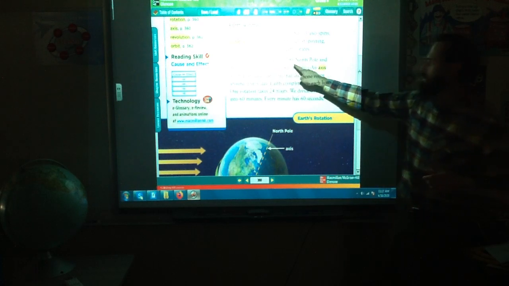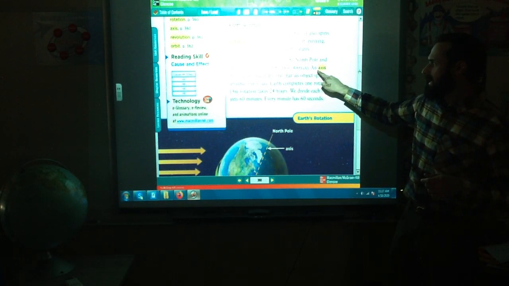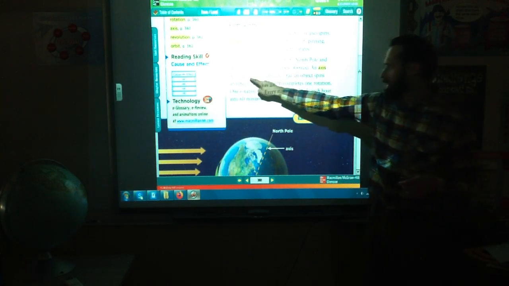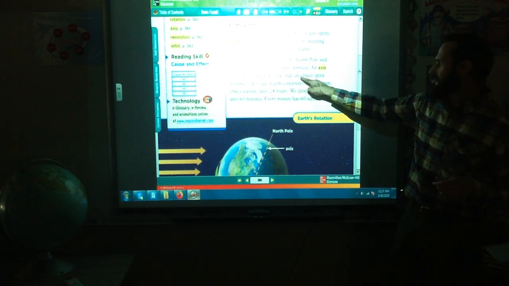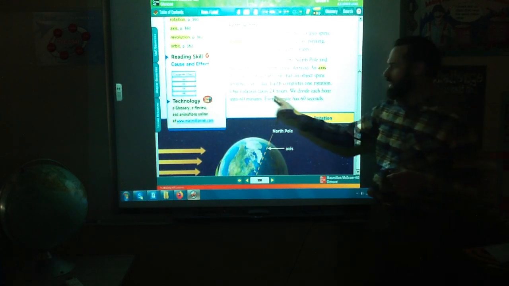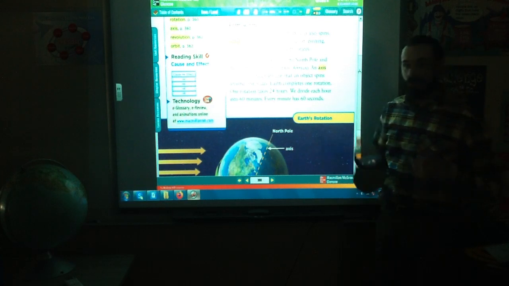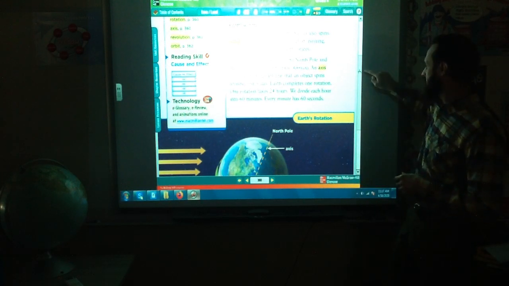The dotted line between the North Pole and South Pole is Earth's axis. An axis is a real or imaginary line that an object spins around. Every day, Earth completes one rotation. One rotation takes 24 hours. We divide each hour into 60 minutes, and every minute into 60 seconds.